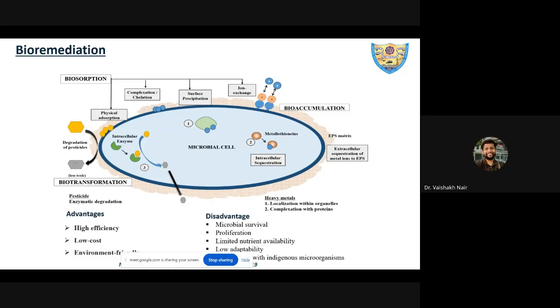Now the only problem is when we use a free cell, that is, when you only use bacteria, the survivability is very limited. Commercialization is not easy because they require a nutrient medium also. Some of these reactions are not the major reactions, they are side reactions, but for their metabolic activity you have to provide nutrients. And second, with free cells you can't reuse them. So that is where the biochar came in. It's more of a heterogeneous system where we can actually reuse it.